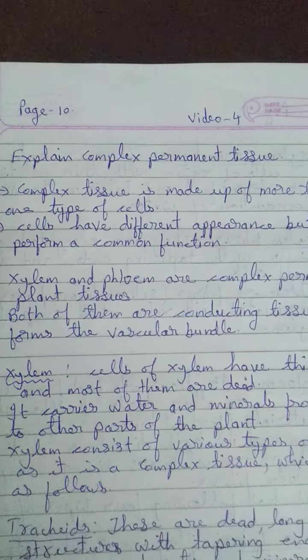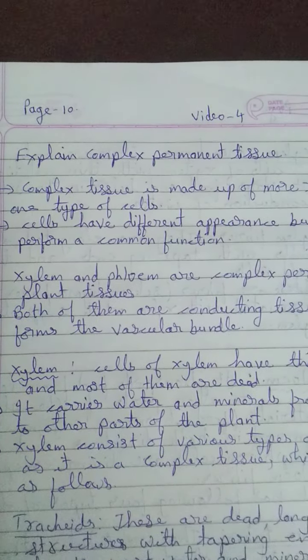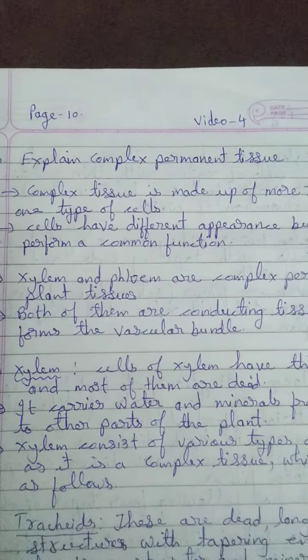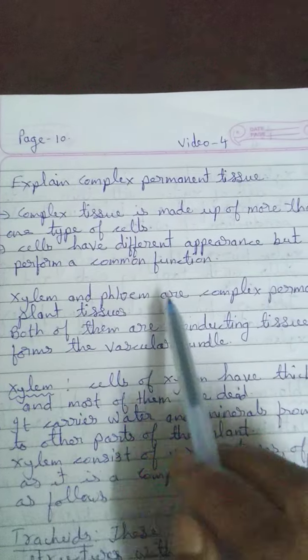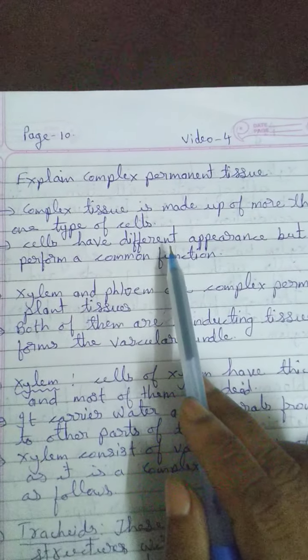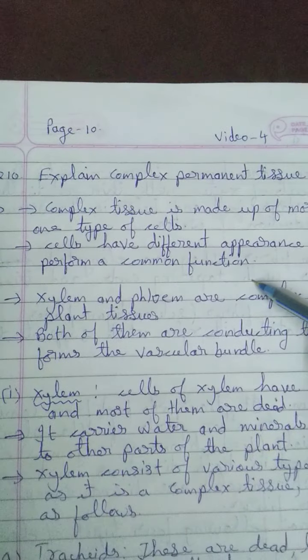Previously we have already learned about the simple permanent tissue, all made up of only one kind of cells, and this is complex permanent tissue. It will be made up of more than one kind of cell. In complex permanent tissues, the cells appear different because there are different types of cells, but they perform a common function.